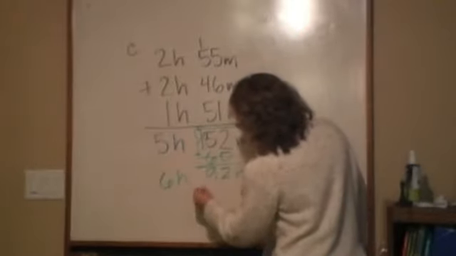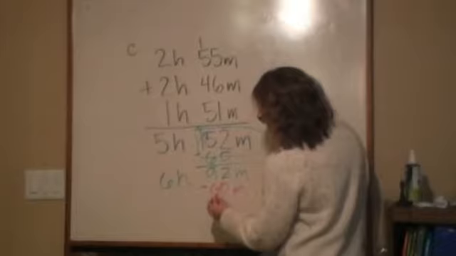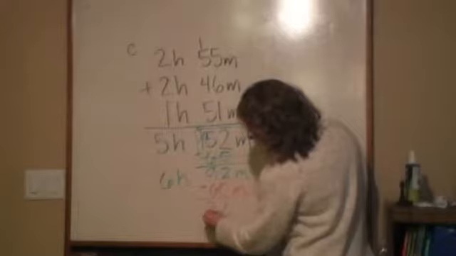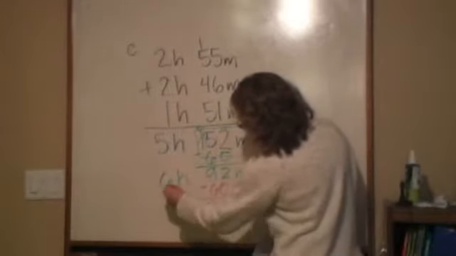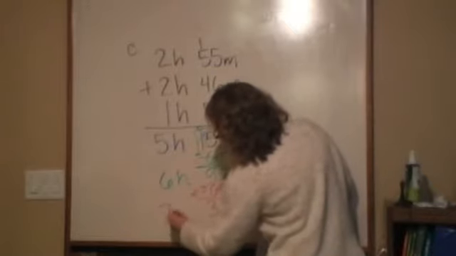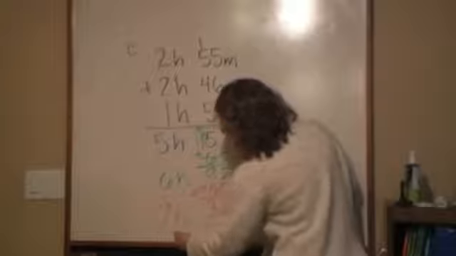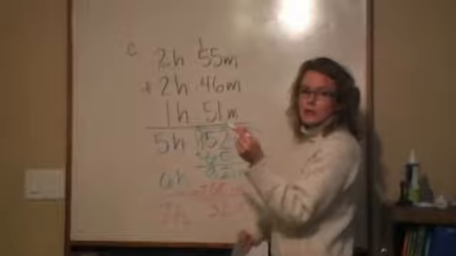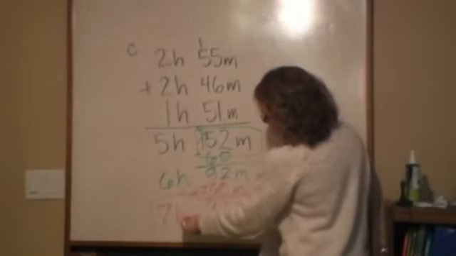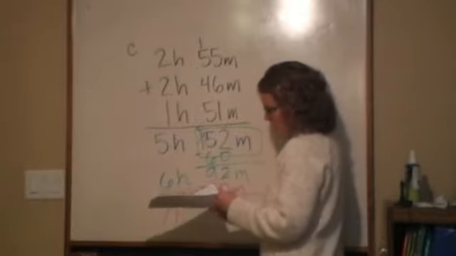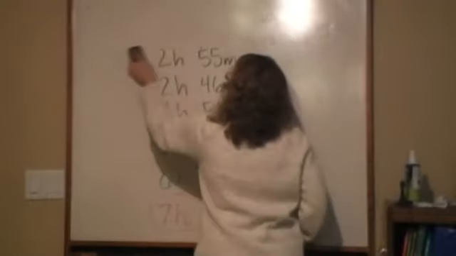So let's take away 60 minutes from here, which is the same as an hour. And so we're going to have 32 minutes. But this 60 minutes needs to go over here. So this becomes 7 hours and 32 minutes. So that trip took 5 hours, 152 minutes. But that's really difficult for us to figure out. So we want it to look like 3 hours and 32 minutes. And this part is a little tricky, but you're being introduced to it, and don't worry about it too much. So let's do another one.